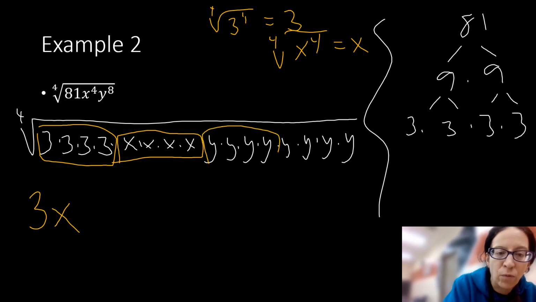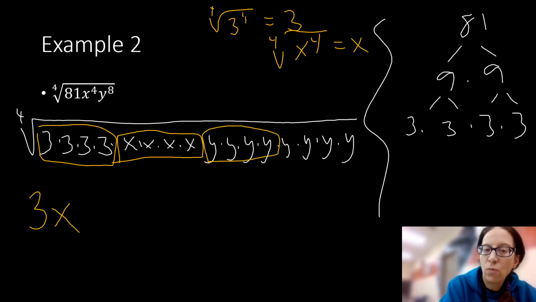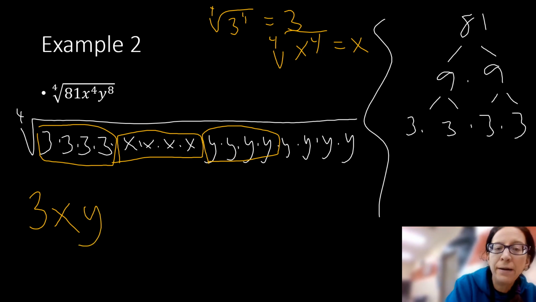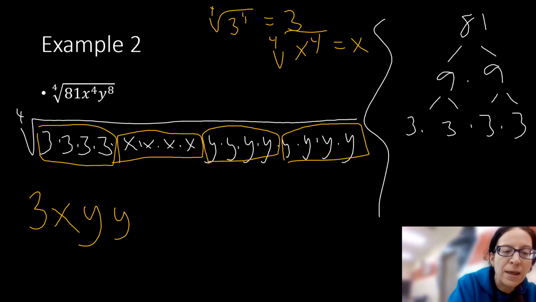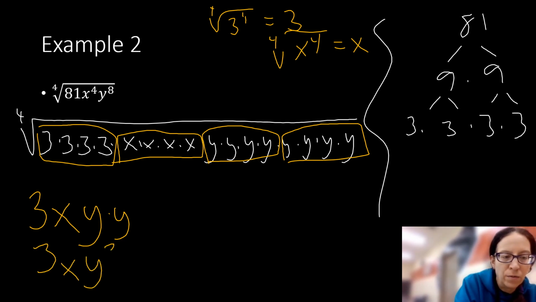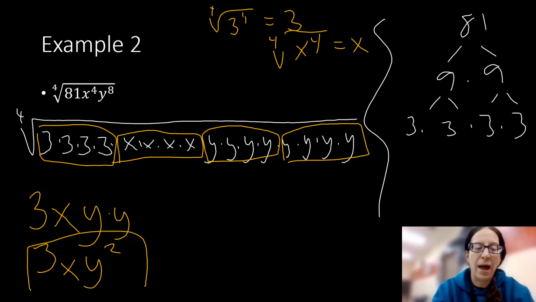Here's another group of 4. The 4th root of y to the 4th would just be y. And then we have another group of y's. The 4th root of y to the 4th is another y. Now, most of us would not write 3xy. That's a little bit silly. We would write 3xy squared. And you'll notice in this one that the radical is no longer there because we were able to do the whole problem.